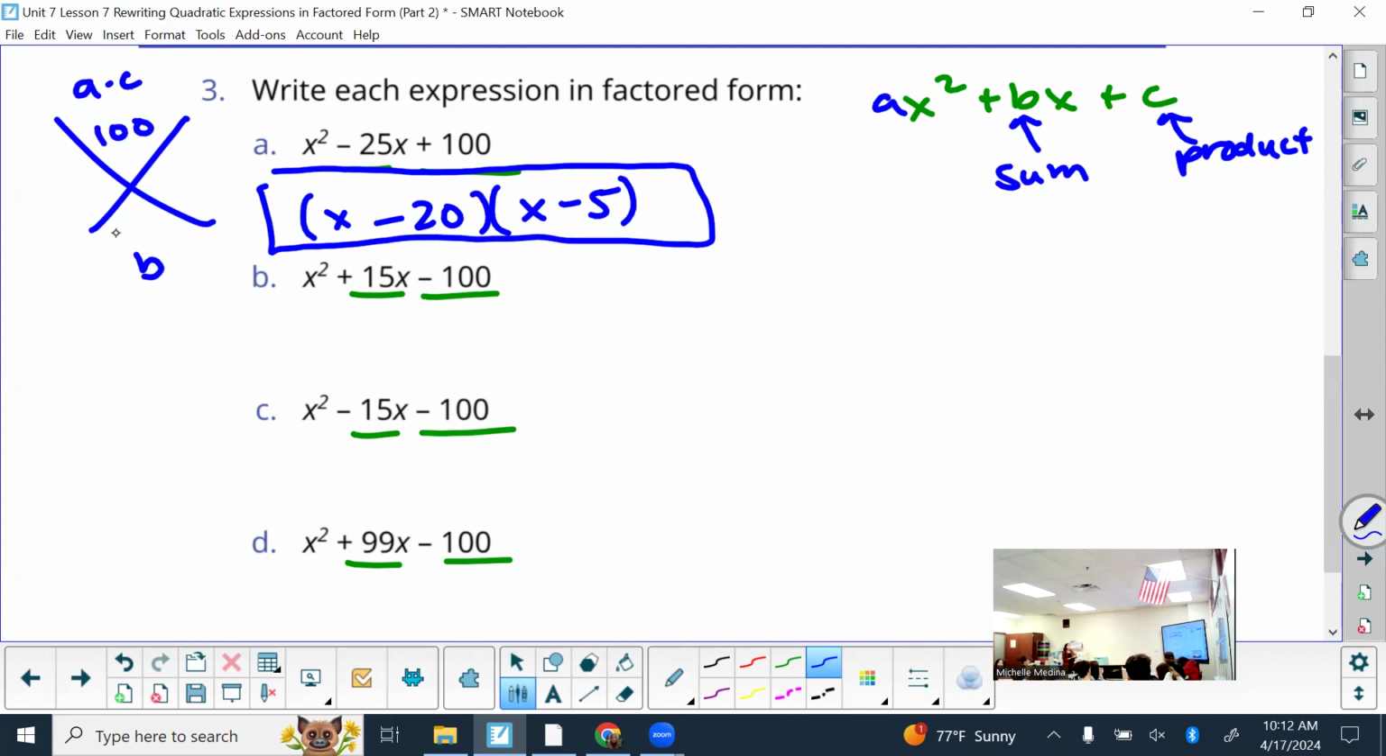B is negative 25. And it sets it up to be kind of like a puzzle where you're multiplying to the top and adding to the bottom. So they said negative 20 and negative 5 do that. Do you guys agree? All right, looks good to me. These multiply to 100, but add to negative 25. So that is my factor form. Table 7, give me the next one.